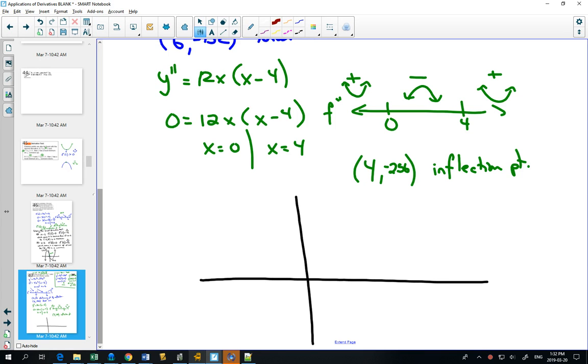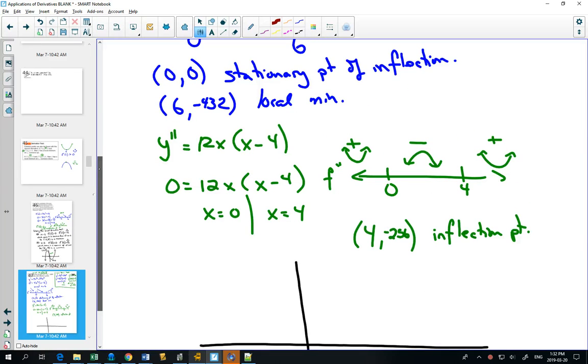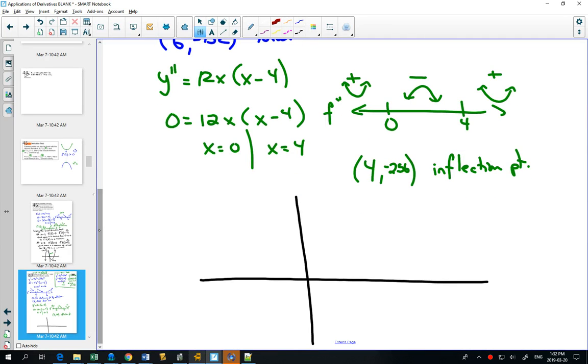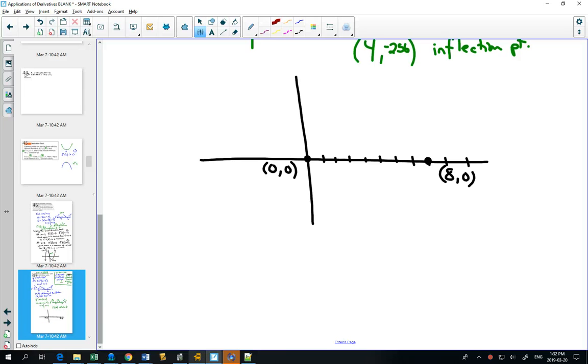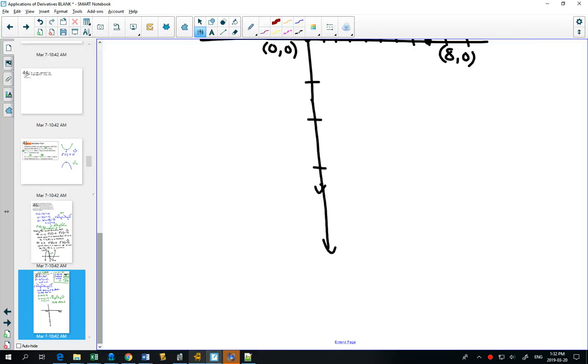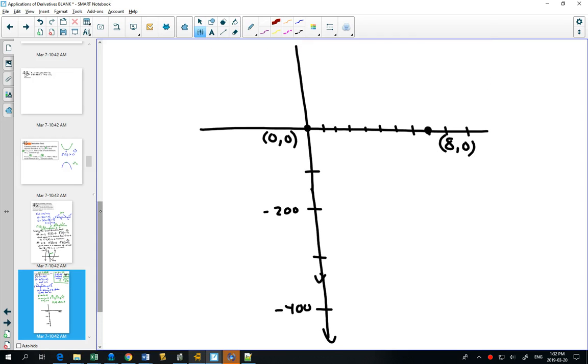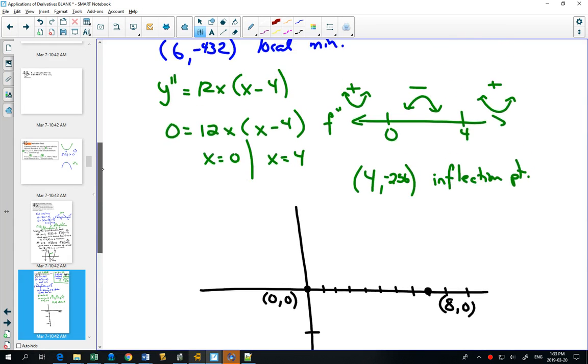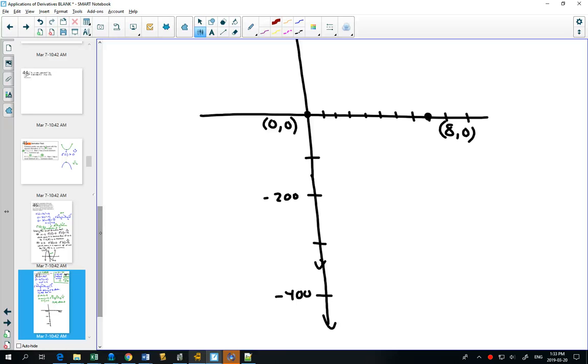Okay, when I go to graph this, we need to label some very big points, right? We've got 4, negative 256. We've got 6, negative 432. And we've got another x-intercept at 8. 1, 2, 3, 4, 5, 6, 7, 8, 0. And 0, 0. Those are our x-intercepts. 100, 200, 300. So I chose a scale based on the points that I had. I knew that I had to have 6, negative 432. So I'm going to go to that point, 6, negative 432, and label it.